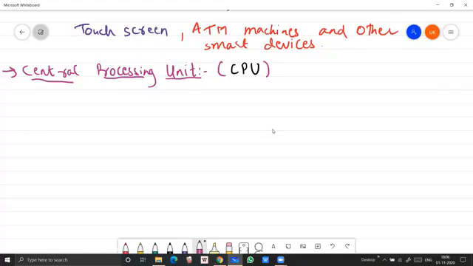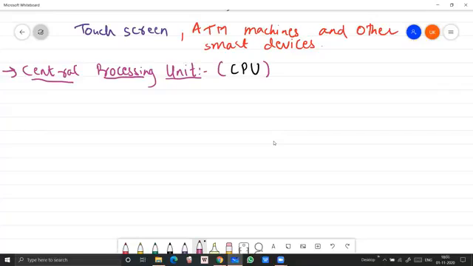So without the CPU, things cannot be controlled in the system. That's why the CPU, central processing unit, is very much necessary. That's why it is called the brain of a computer. Like our brain gives commands to our body parts about what to do next, the same way the CPU takes the input, processes that input, and gives the result according to the commands.